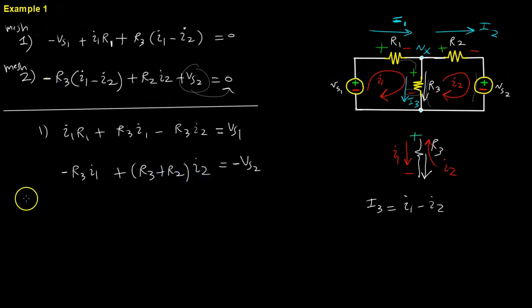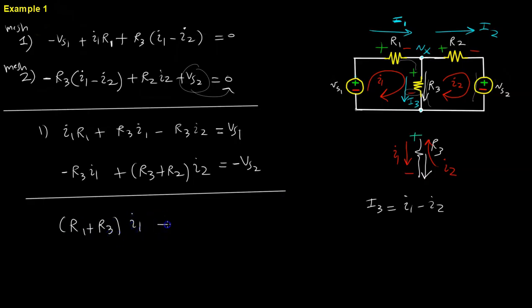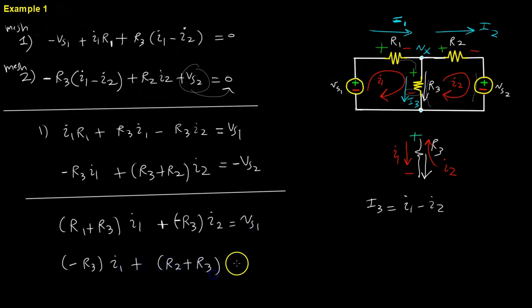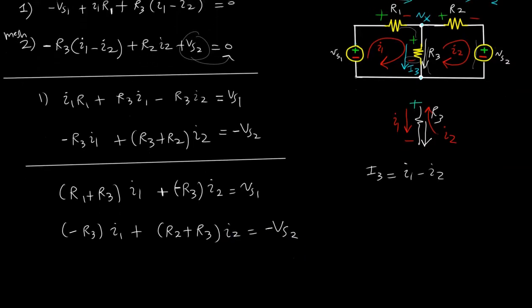To simplify it even further, we're going to have R1 plus R3 times I1 minus, sorry, let's put a plus here and a minus here so it's clear what the coefficient is, R3 I2 is equal to VS1. Then I have a minus R3 I1 plus R2 plus R3 times I2 equal to minus VS2.